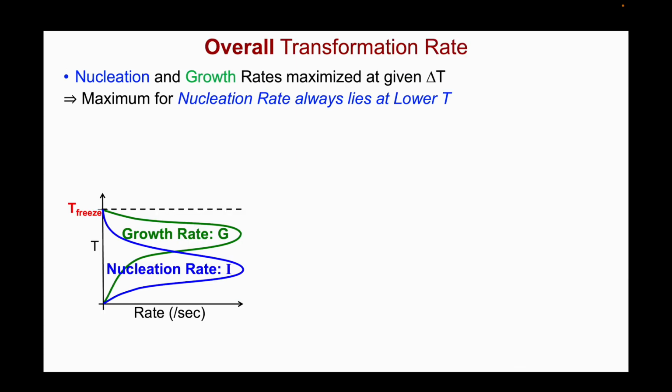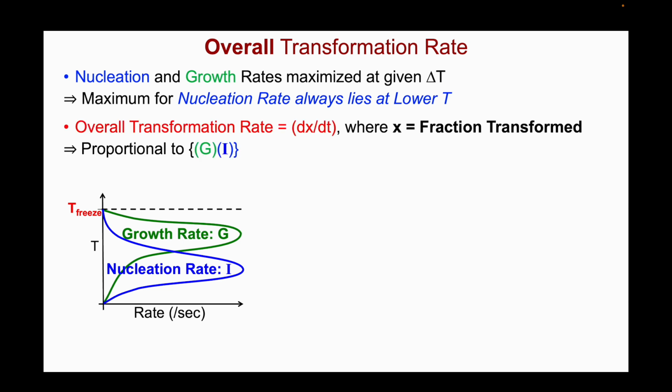Well, we just saw the nucleation and growth rates are maximised at given undercoolings. The maximum for the nucleation rate, as it turns out, always lies at a lower temperature, a higher delta T. Well, we're interested in the overall rate of the transformation, which we'll call dx/dt, where x is the fraction of the new phase that's being formed. dx/dt is proportional to the growth and nucleation rates.